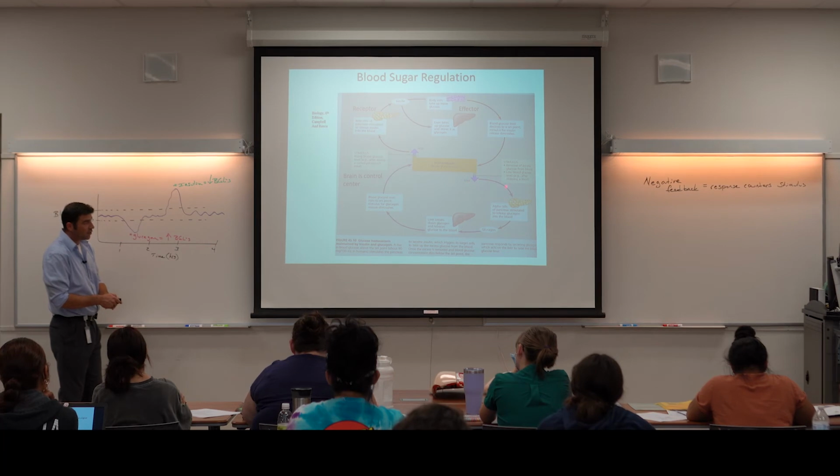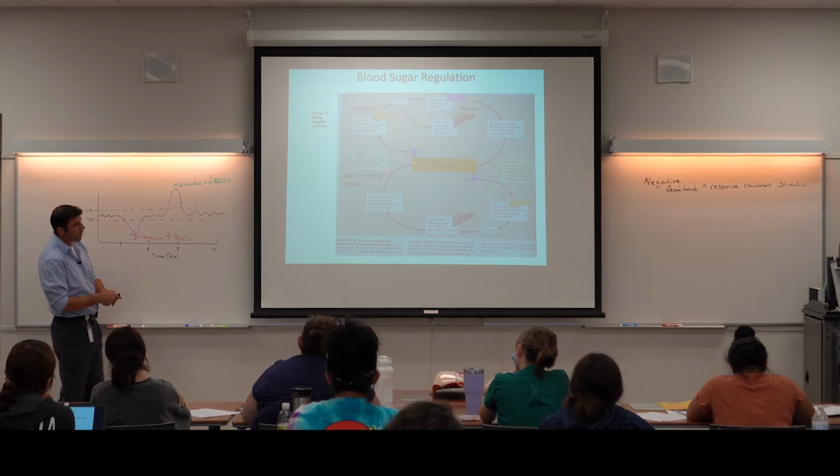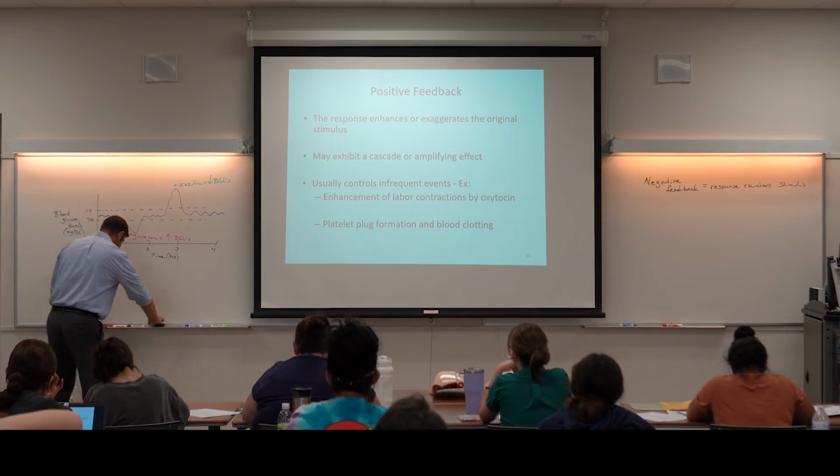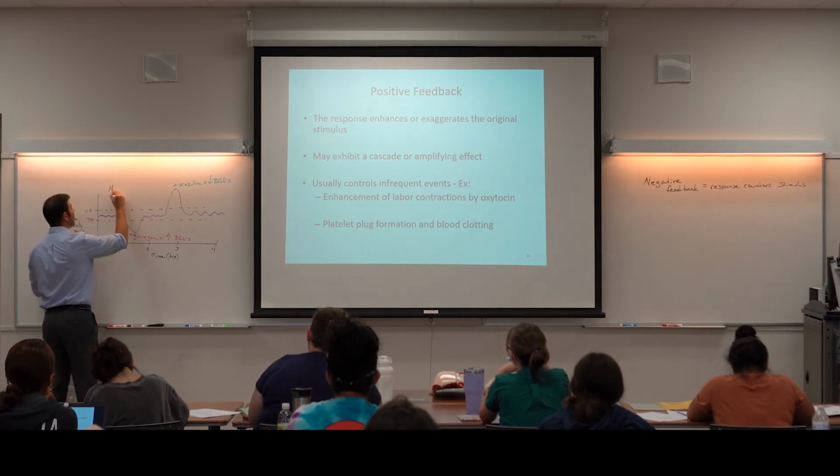Again, stimulus is too low blood glucose. The response is to bring it right back up within the tolerable range. So those are all good examples of negative feedback. Let's say this is negative feedback.